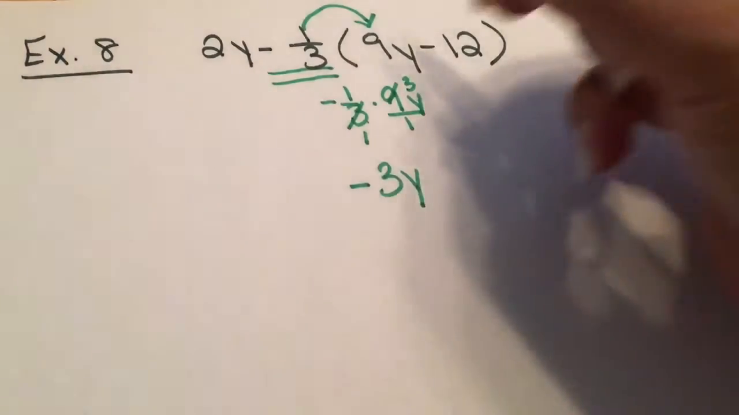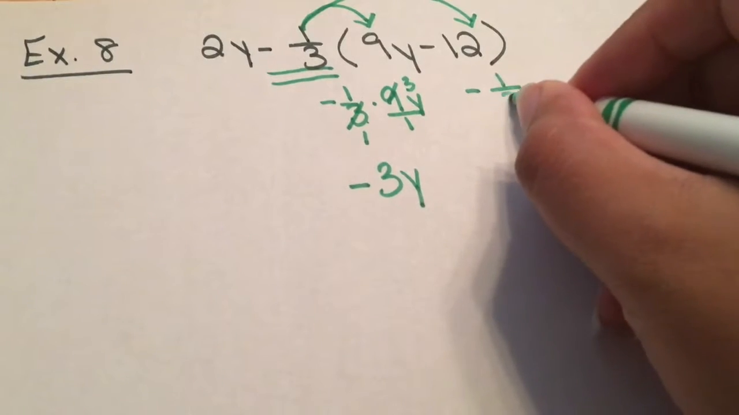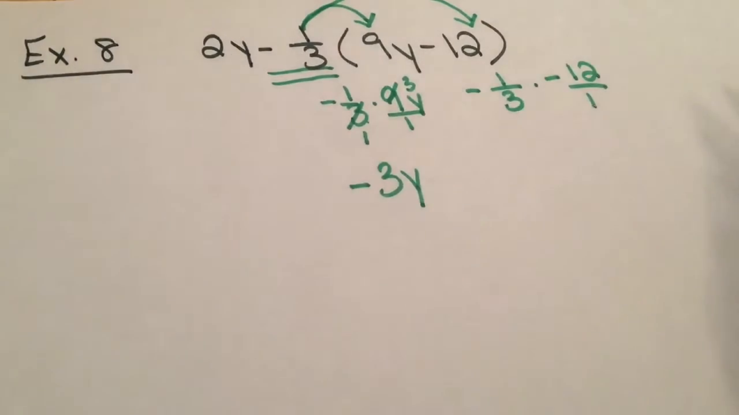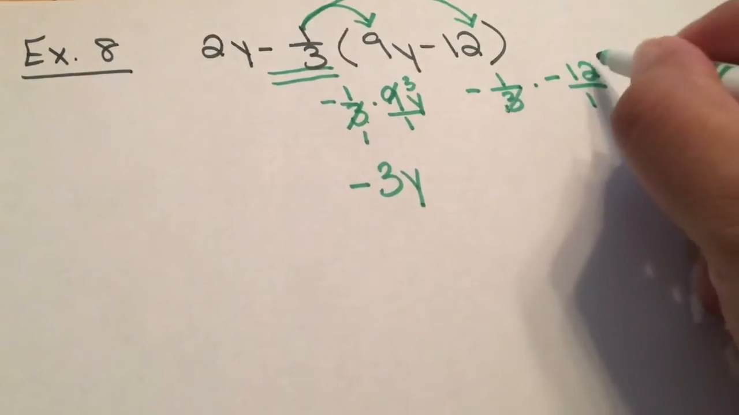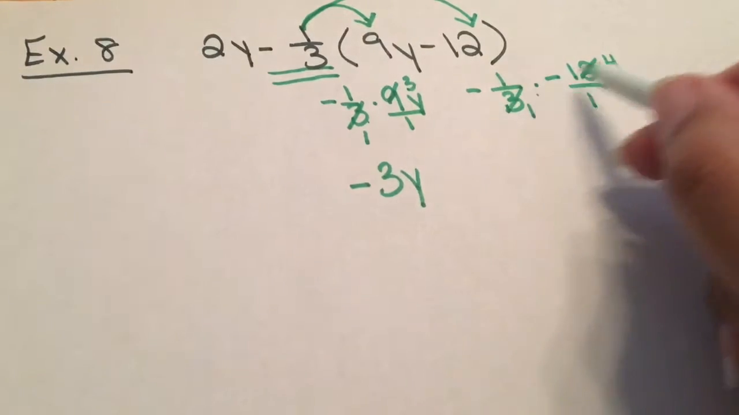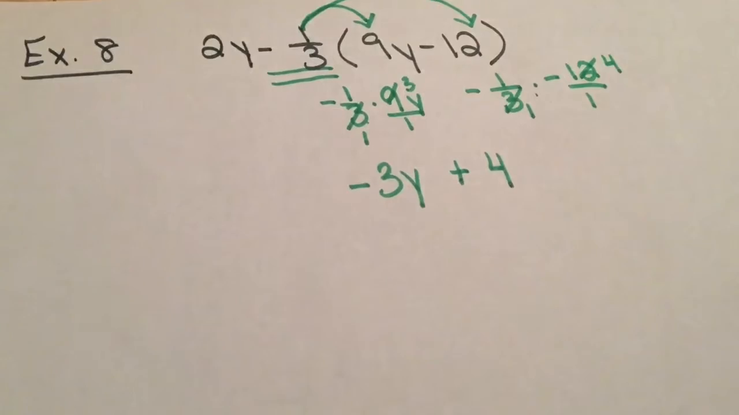Okay, next thing I have to do is multiply that negative 1/3 times negative 12. So negative 1/3 times negative 12, I need to make that a fraction, so over 1. If we think about our fraction multiplication, I can divide both of those by 3. A negative times a negative we know is going to be a positive, so we're left with a positive 4 over 1, which we're just going to write as a positive 4.